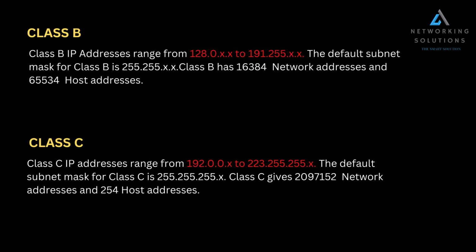65,534 host addresses. The first octet of Class C IP address has its first 3 bits set to 110. That is, Class C IP addresses range from 192.0.0.x to 223.255.255.x. The default subnet mask for Class C is 255.255.255.x. Class C gives 2,097,152 network addresses and 254 host addresses.